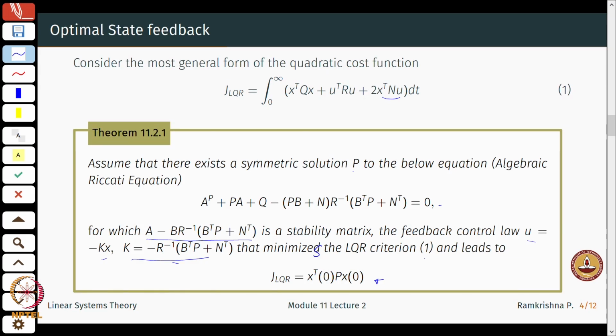Okay. So, now let us go back. The u, which is equal to minus Kx with K being of this form, this we showed minimizes this J LQR, okay, and for which this closed loop system is now a stability matrix. That is pretty neat, I would say, to show. Right. So this was another way of looking at the Riccati equation.